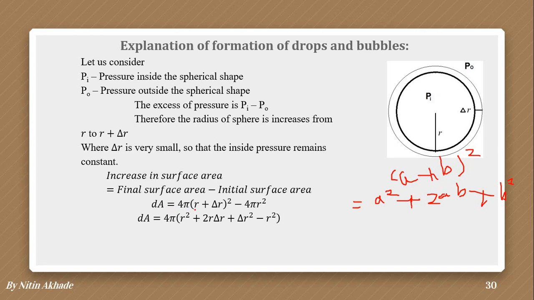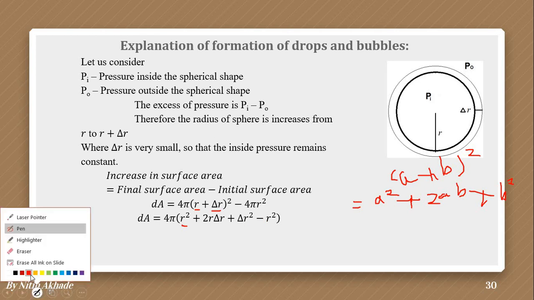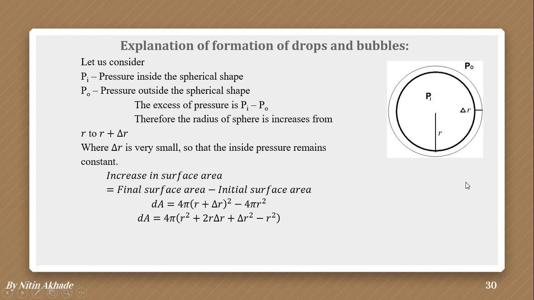Coming to our expansion, r will be a and delta r will be b. So we have r square plus twice of r delta r plus delta r square minus r square. These are the values of the expansion of (r plus delta r) square. So now from this equation we can conclude that the minus r square and plus r square get cancelled. So twice of r delta r and delta r square remain.